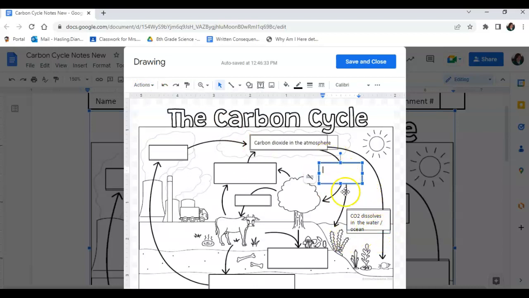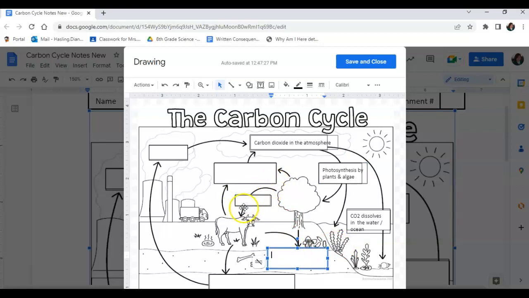Another process that removes carbon dioxide is photosynthesis by plants and algae. Remember that photosynthesis requires carbon dioxide to operate, so it's going to remove a lot of that carbon dioxide and it goes into the plants. You can see it's going into the tree and into kelp or algae.